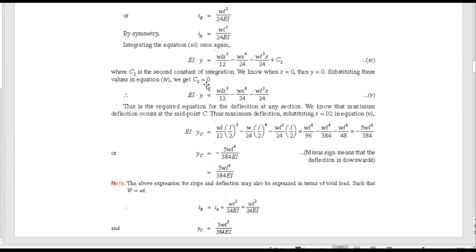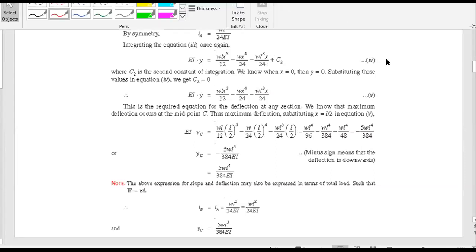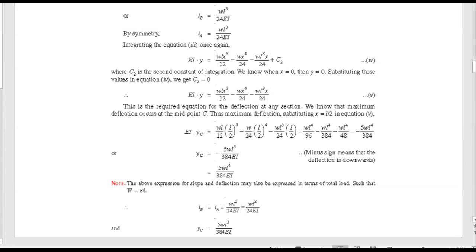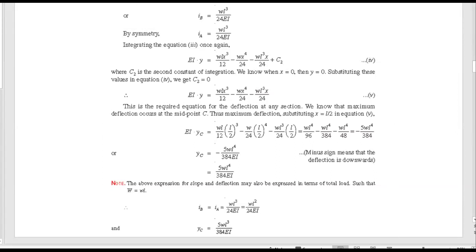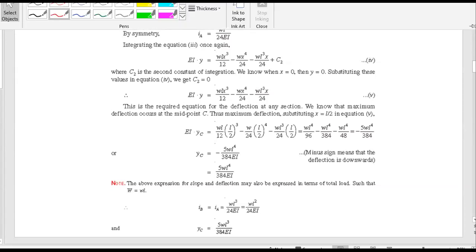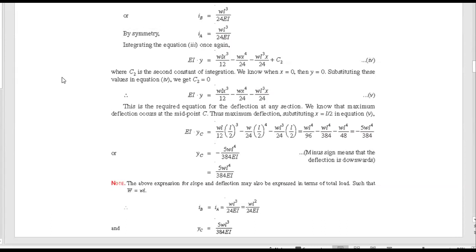To find the integral constant C2, I am applying a boundary condition: at x equal to 0, y will be equal to 0. Since at B we are getting the support, there will not be any deflection at the support. Therefore, y is equal to 0 at the support. Substituting x equal to 0 and y equal to 0, we get C2 equal to 0.